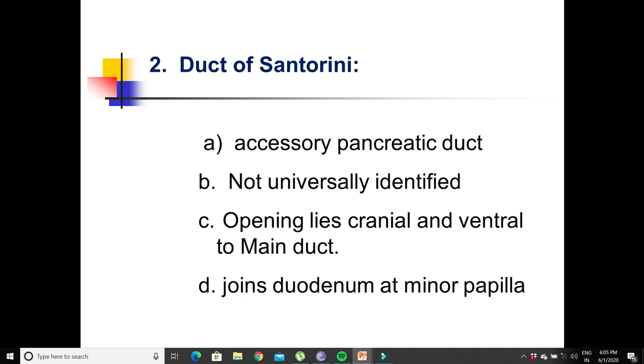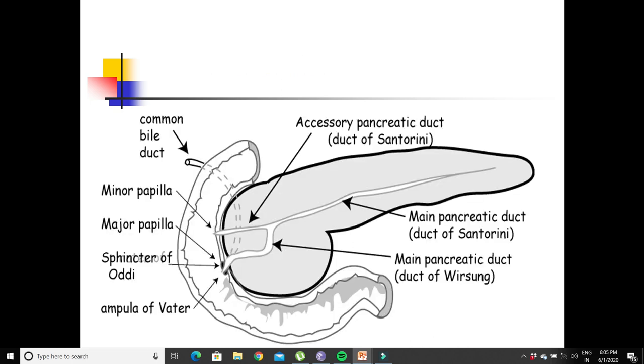That is the minor, the duct of Santorini. It is the accessory pancreatic duct. It is not universally identified also. It lies cranial and ventral to the main duct and joins the duodenum at the minor papilla. We have just discussed all this. So one more slide, minor and major papilla. This is important. You can get a short note on the pancreatic system of ducts. So I think it is clear by now. The diagrams also you can draw.